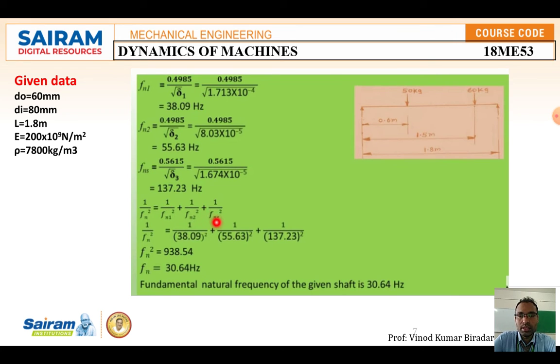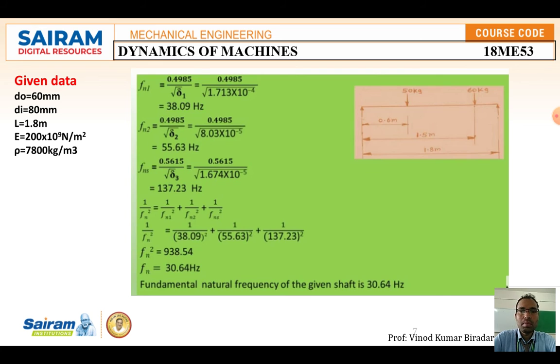So just substitute here, you are going to get 1 by f of n square is equal to 938.54. Again f of n is the natural frequency, so take the square root of 938.54. Finally you are going to get f of n is equal to 30.64 hertz. So the fundamental natural frequency of the given circular hollow shaft is 30.64 hertz. This is your answer.